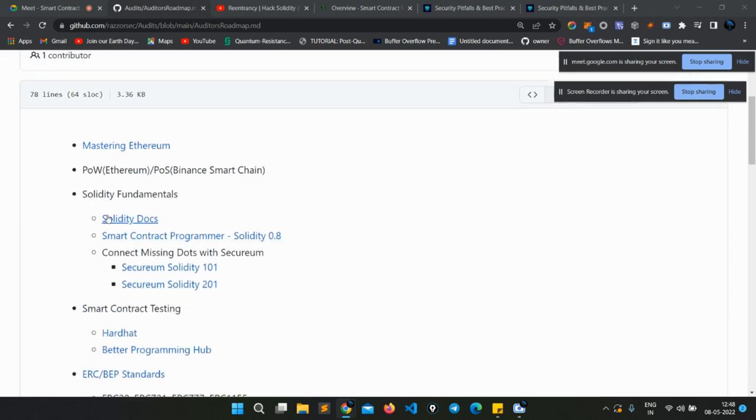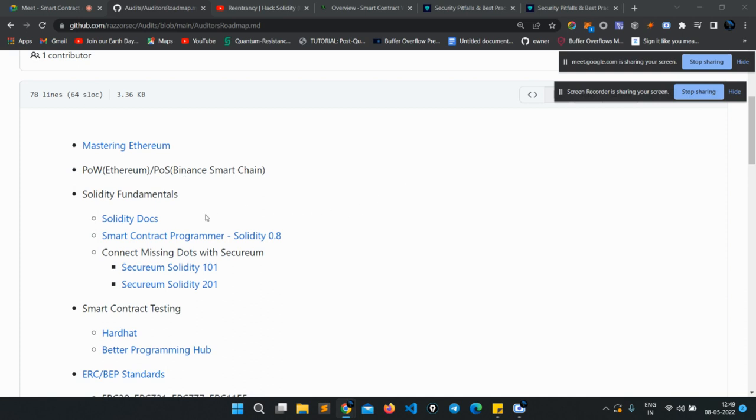And then you can have proof of work and proof of stake based chains. You can just take two at the moment, Ethereum and Binance, and go ahead and learn how these different consensus algorithms work, to work on multiple chains, not just restricted to Ethereum, in your auditing journey.